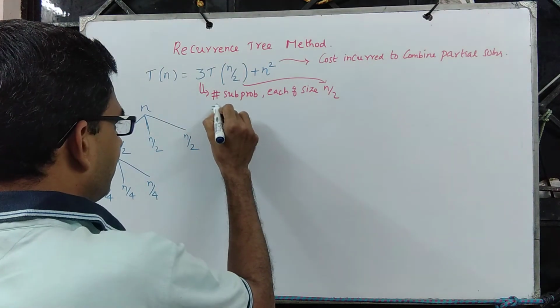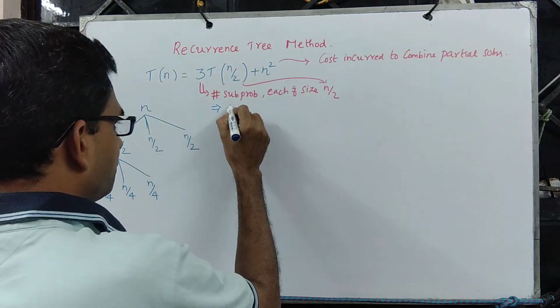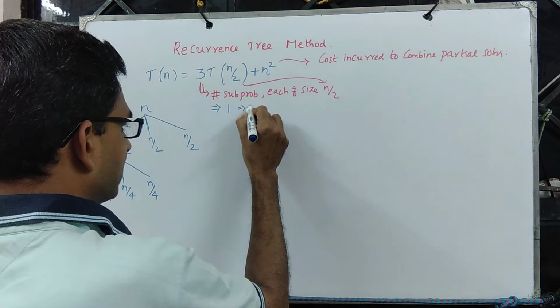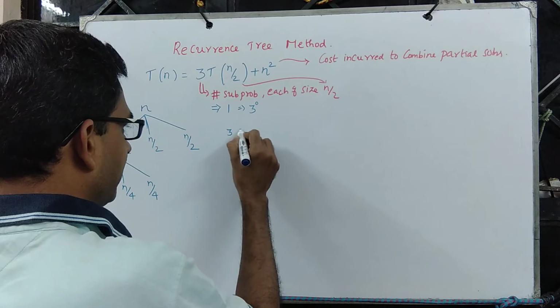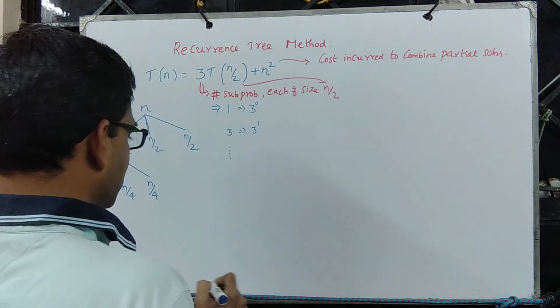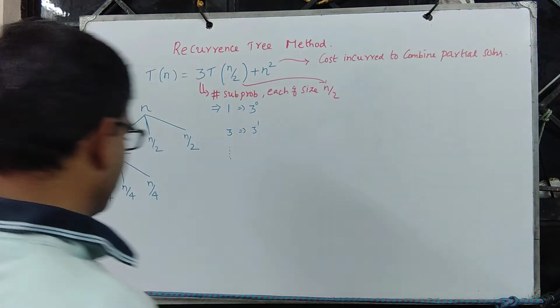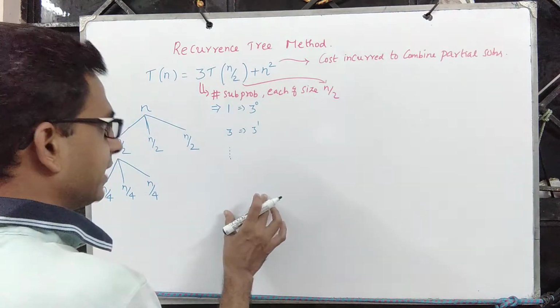So now at this level, you know there are this many nodes. One node, which you can always write as 3^0 nodes. At this level, there are 3 nodes, which is 3^1. So like that it goes. And at the last level, how many nodes are there? So that we need to analyze.